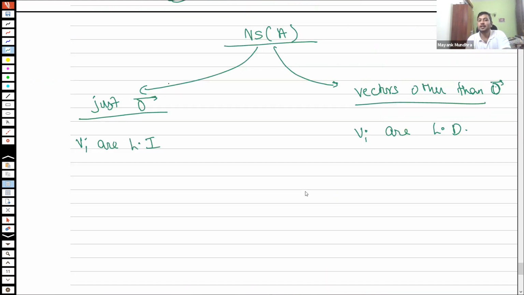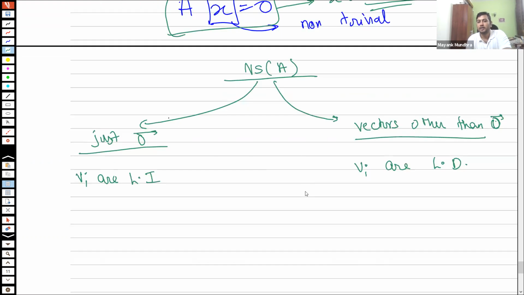So the important thing to remember here is that the null space will have only the zero vector if the column vectors are linearly independent, and it will have solutions other than the zero vector if the columns are linearly dependent. Okay.